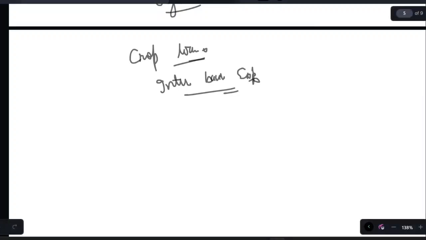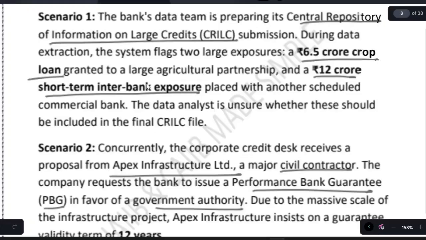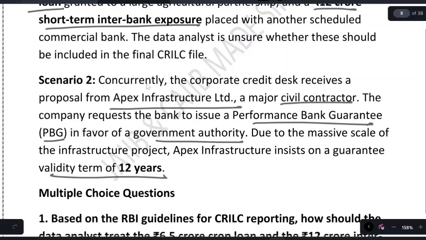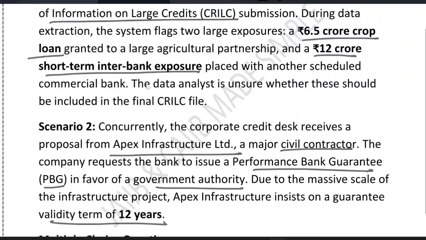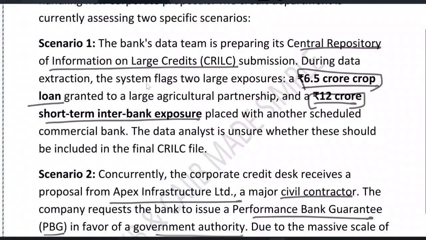Now let's look at the MCQs that we have given. Let's look at the scenario. In the first case they have mentioned a 6.5 crore crop loan, and in the second case a 12 crore short term interbank deposit exposure. Both of these amounts are well above the 5 crore limit. So the analyst is confused. Should they be reported?